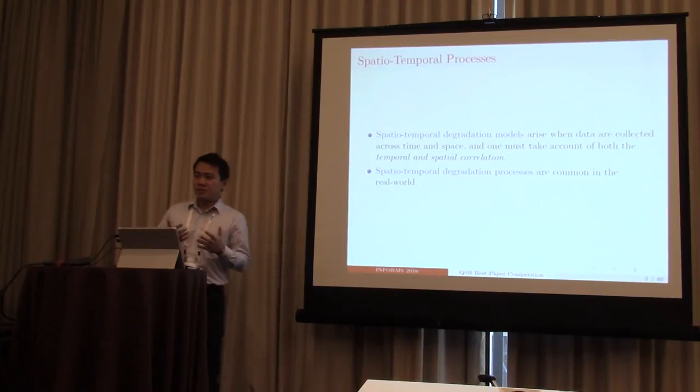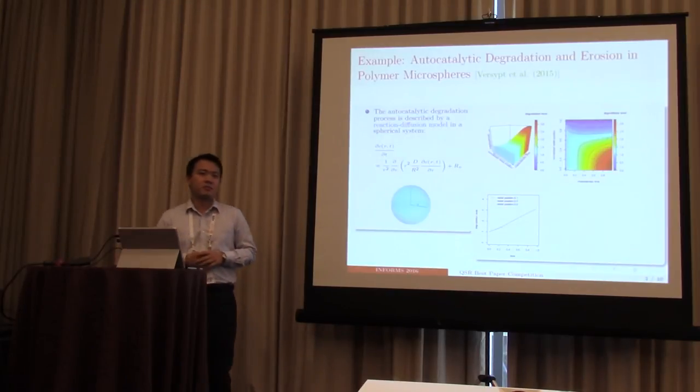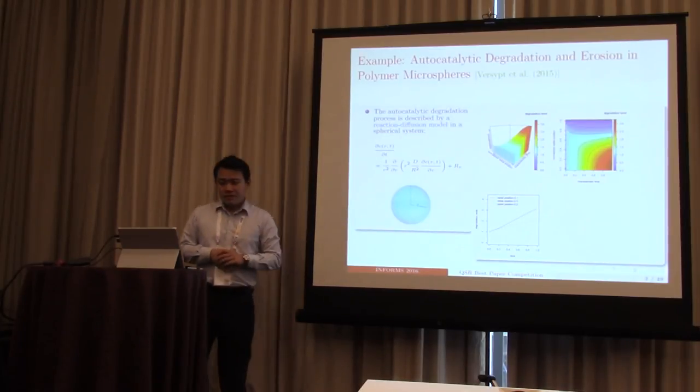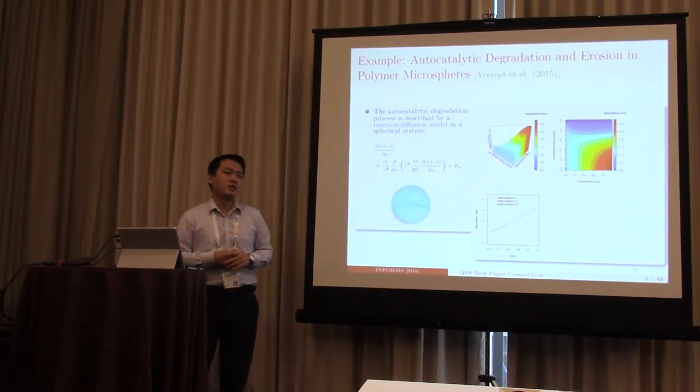At the beginning of this presentation, we're going to start with two motivating examples. The first example is about degradation in polymer microspheres. The physical degradation model, as you can see, can be described by a partial differential equation here. C is the degradation in this context. It's actually the change of the concentration of the outer catalytic.